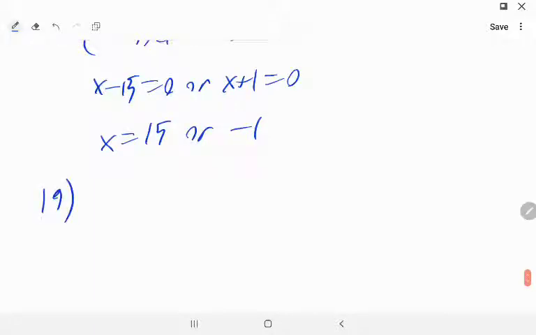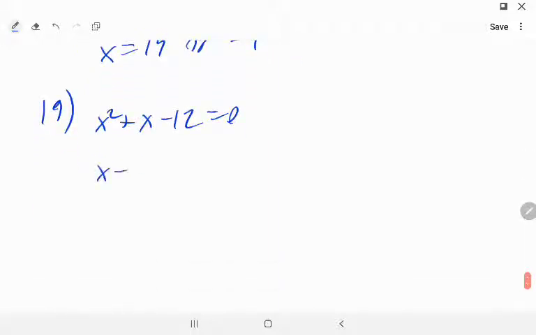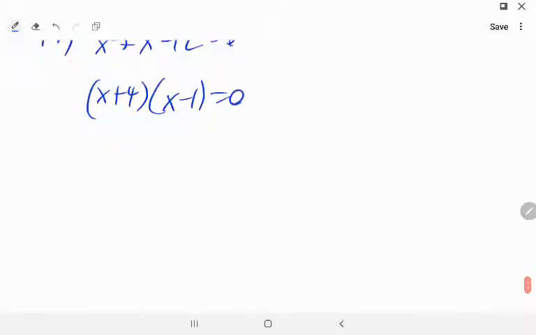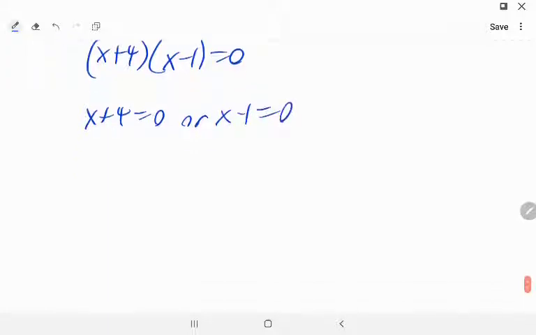19, we've got x squared plus x minus 12 equals 0. So again, pretty straightforward. We get x plus 4 times the quantity x minus 3 equals 0. x plus 4 equals 0, or x minus 1 equals 0. So x equals negative 4 or positive 1.